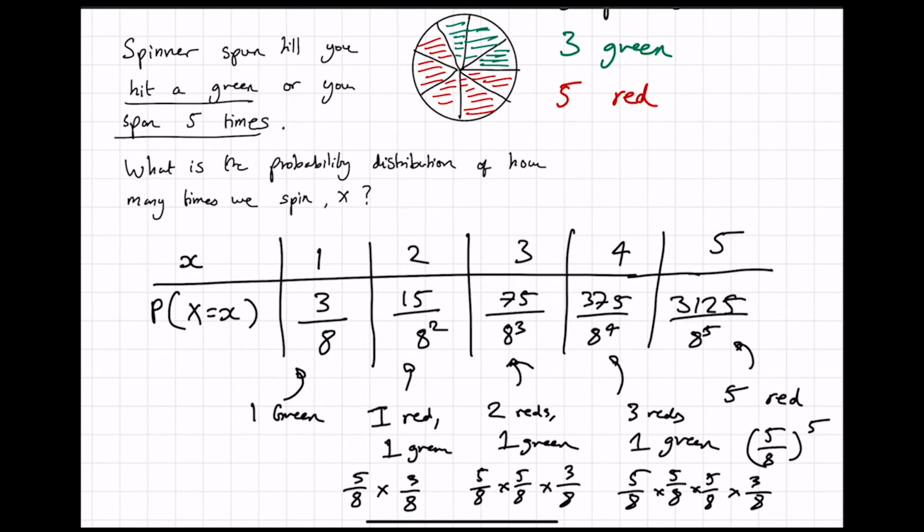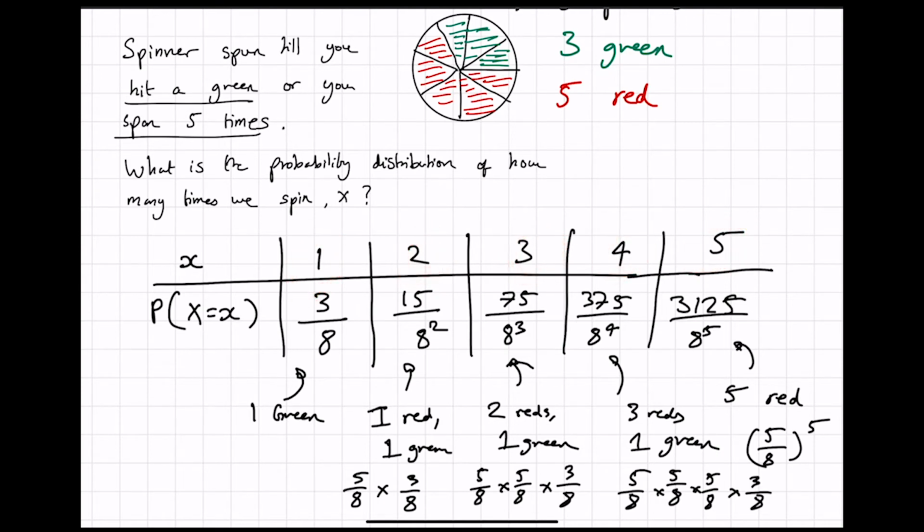But that's your numbers, and that's how you answer a question like that. And that's it. And then you've basically found how you've done it. So the key thing here was you have to ask yourself, okay, it says, what's the probability distribution of how many times you spin X? So first we ask ourselves, what are the possible outcomes? Well, we can only spin 1, 2, 3, 4, or 5 times.